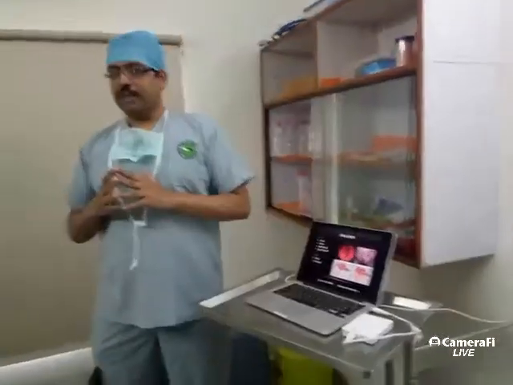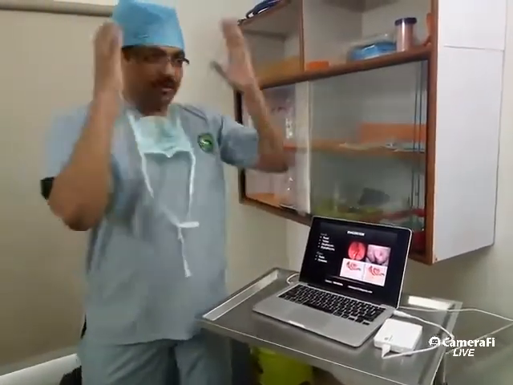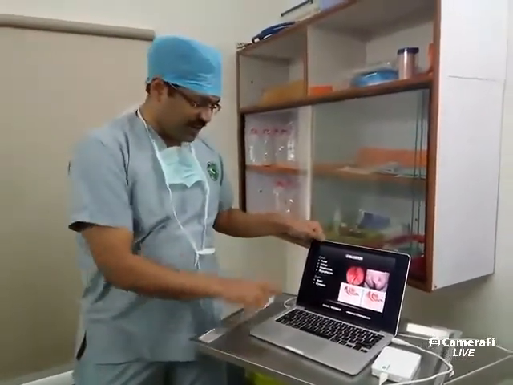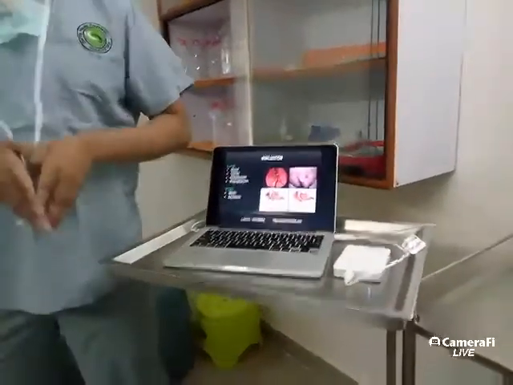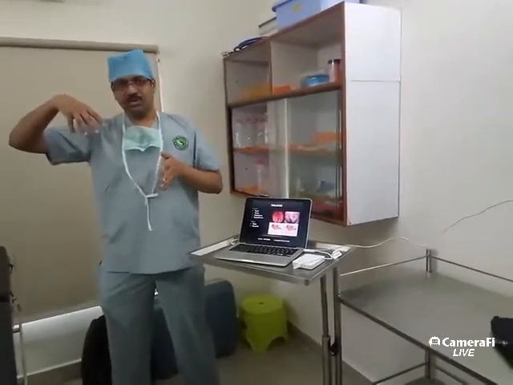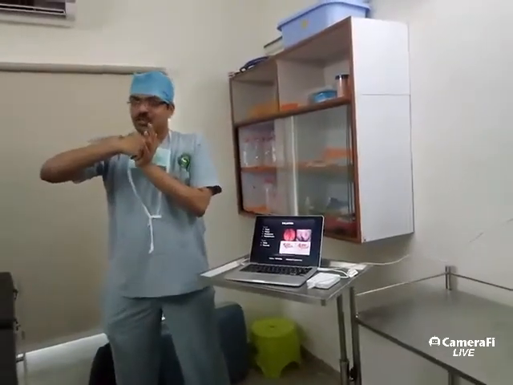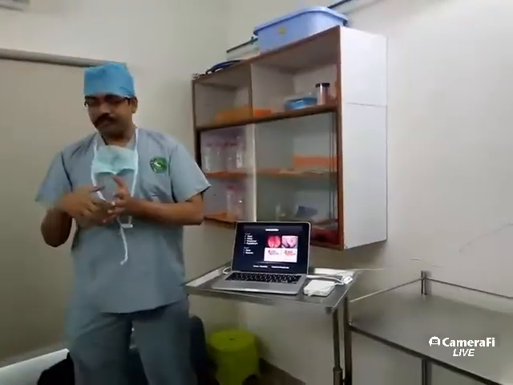One is static obstruction, another one is dynamic obstruction. So what is static obstruction? There is an obstruction all the time, whether it is daytime or nighttime, it is there. But the other type of obstruction, we call it dynamic obstruction. That happens especially during sleep. During sleep, the tonicity of the muscles goes down, so the collapsibility increases. If that is happening only at sleep, then we call it a dynamic obstruction.